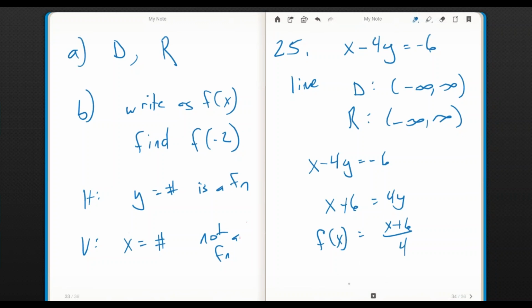And then f of negative 2 is what we're asked to find. Negative 2 plus 6 over 4 is equal to 4 over 4, which is equal to 1.